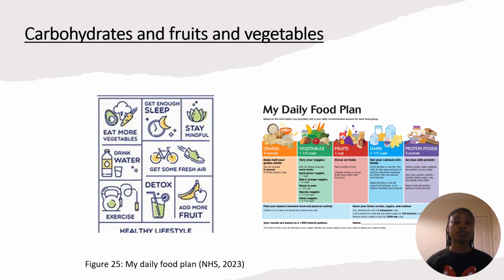Fruits and vegetables. Over a third of the diet should be fruit and vegetables, as recommended by the NHS, because they supply several minerals like vitamins and fiber, and it should be 5 servings per day. And the calculation of it is shown in the diagram below.